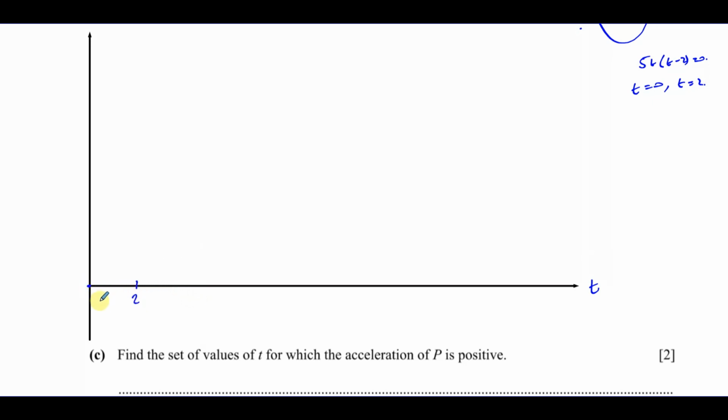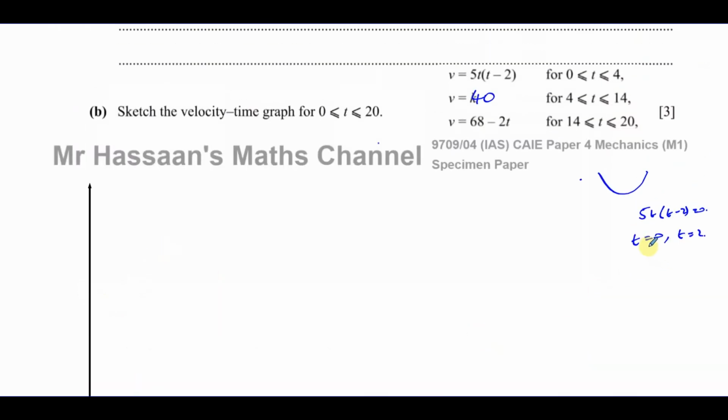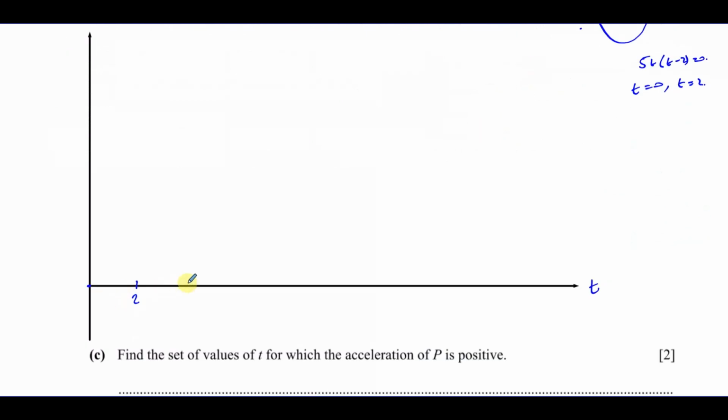It's going to go down to negative velocity, and then it's going to become positive velocity until it reaches, as we said, at 4 seconds, 40. So at 4 seconds, it's going to reach 40. Let me put 40 up here. It's going to go down like this and up, so it's going to have this type of shape. It's going to reach 40, something like that.